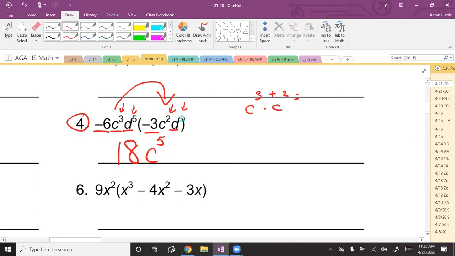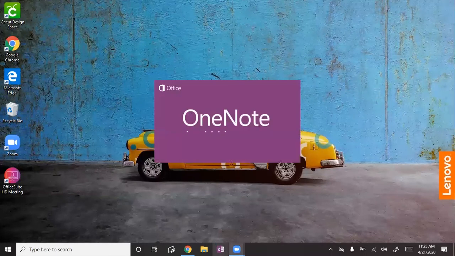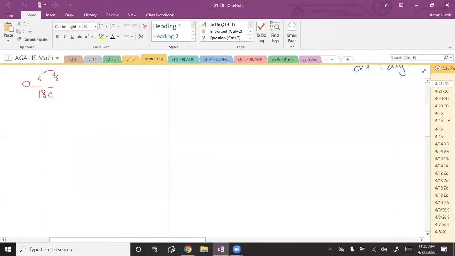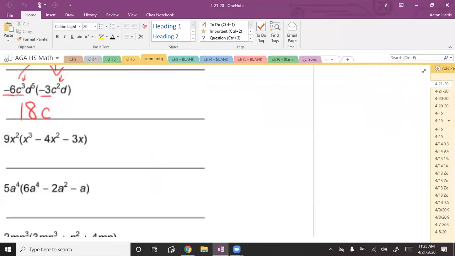So what do I get? 5. Might have a crash coming. There was a crash. Told you. OneNote, our favorite. It loves doing the little crash. It just wants to keep you on your toes. That's all that is. Now we're doing so good. Here we go.